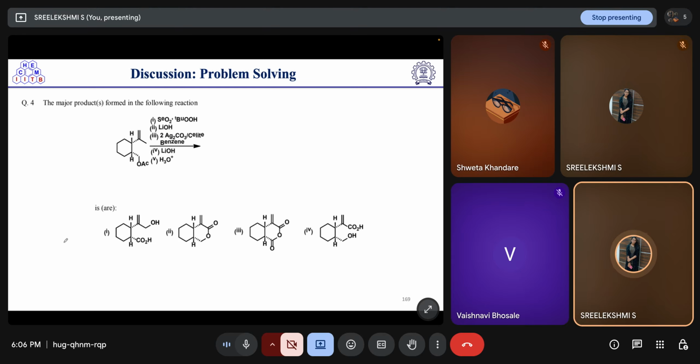Next question: the major product formed in the following reaction. So here in the first step, this compound is treated with SeO2 in tertiary butanol. In the second step, lithium hydroxide. Third step, silver carbonate, celite and benzene. Fourth step, lithium hydroxide again. And the last step, hydrolysis with water. So which will be the major product here?